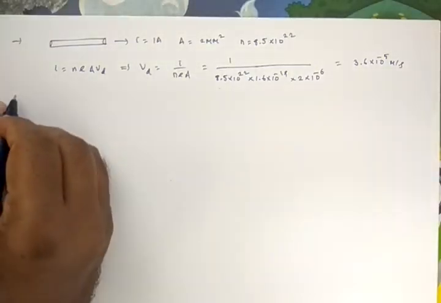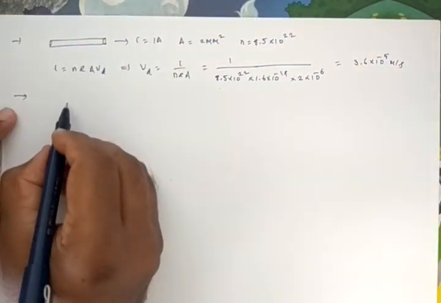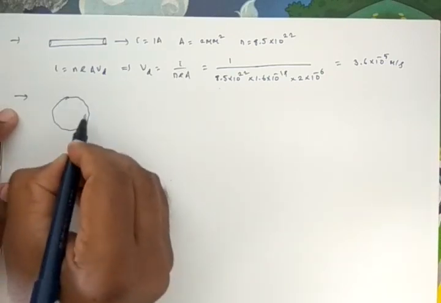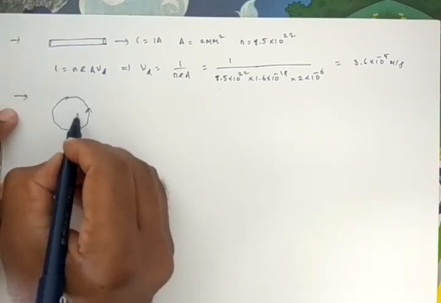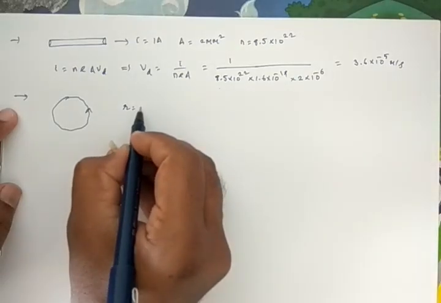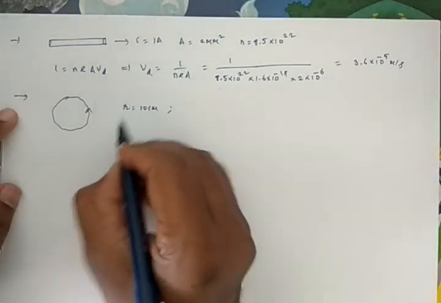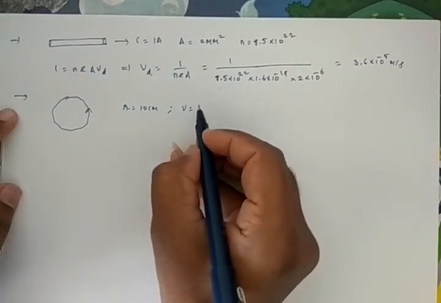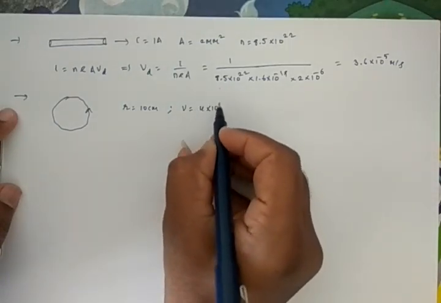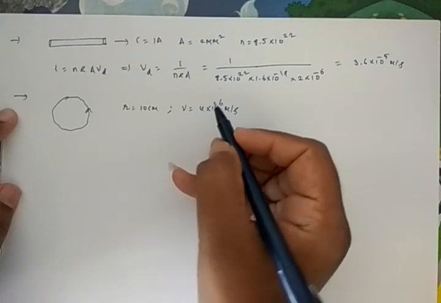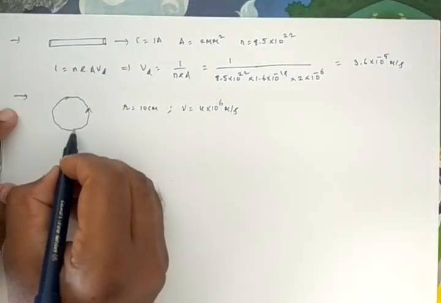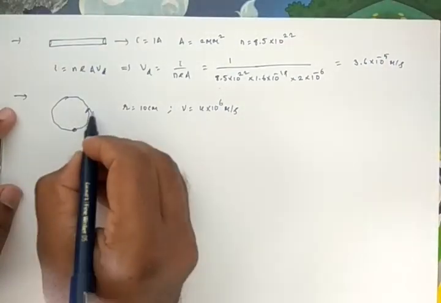So this is the problem now. An electron is moving in a circular path in this way. The radius of the circular path is given as 10 centimeter, and it's moving with a constant velocity, that is 4 into 10 power 6 meter per second. Then we need to find current at any point, maybe at this point. So the electron is going in this way.